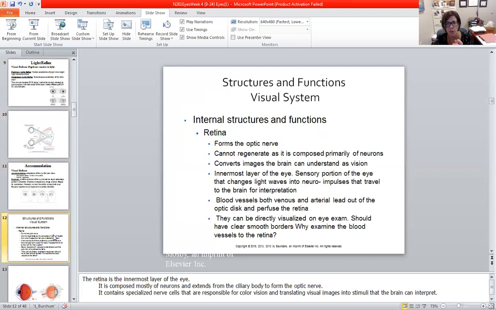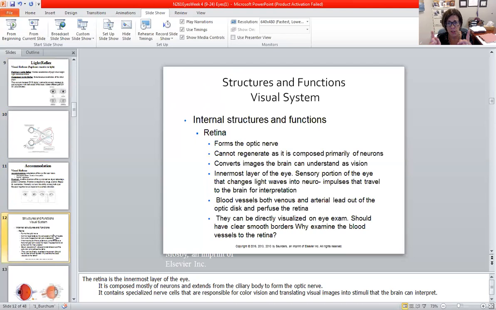Okay, so let's talk about some internal structures and functions of the eye. We have the most internal structure of the eye, which is the retina, which is formed from the optic nerve. So the optic nerve, cranial nerve 2, is what actually helps us see. The optic nerve comes from the brain and helps form the retina. You cannot regenerate the retina because it's made of neurons. So if you damage the optic nerve, it cannot be regenerated.